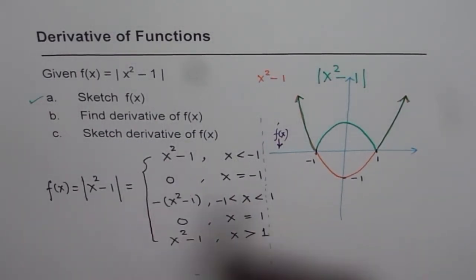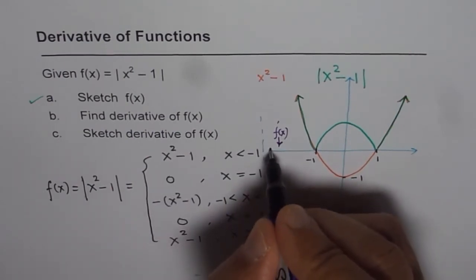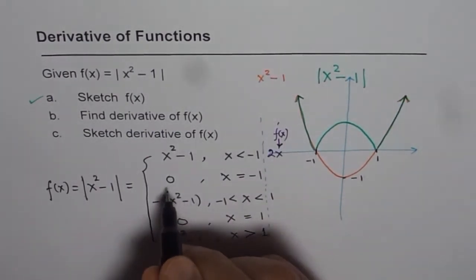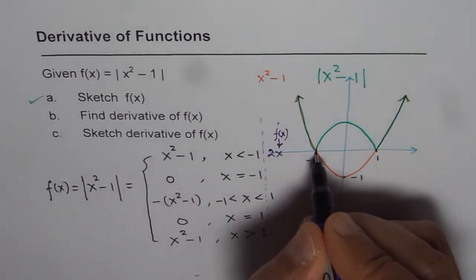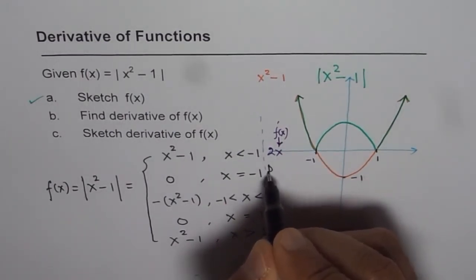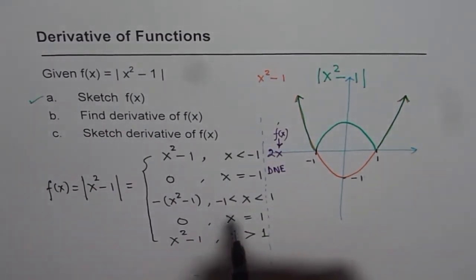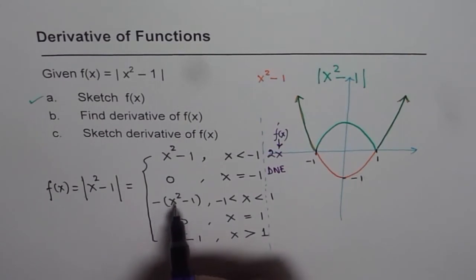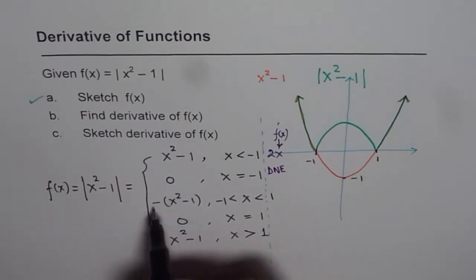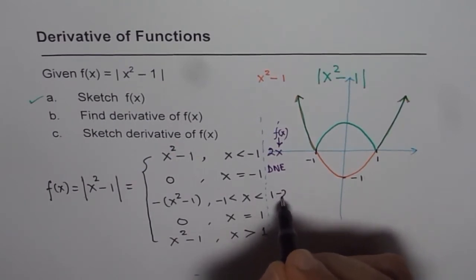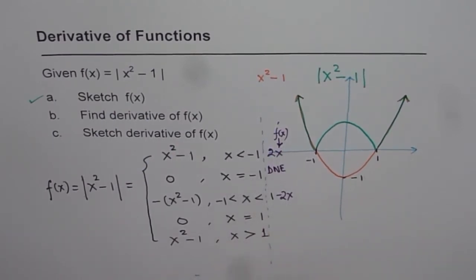The derivative of x squared minus 1 is 2x, right? So we get 2x here. For 0, it's a corner, so the derivative does not exist. We'll write DNE for does not exist. Now in this portion, the function is minus of x squared minus 1, so the derivative will be minus 2x. So we'll write minus 2x. So that's the derivative, okay?